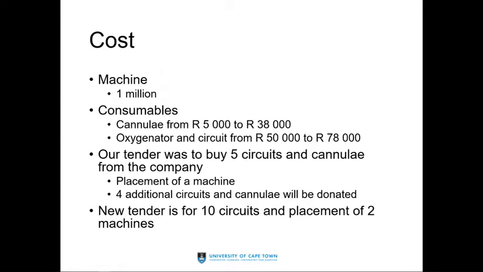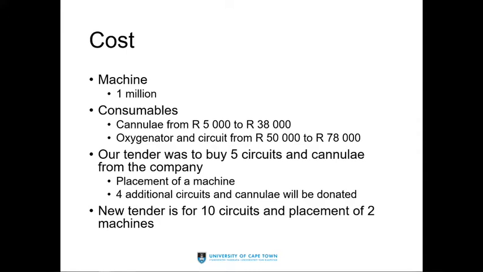So, 2 weeks of micafungin is probably the same cost as an oxygenator. So the machine is about R1 million. The consumables in terms of the cannulas, depending on whether you're using a heparin bonded circuit, vary from about 5,000 Rand to up to 50,000 Rand. And the oxygenator and circuit are anywhere between 50 and 78,000 Rand.